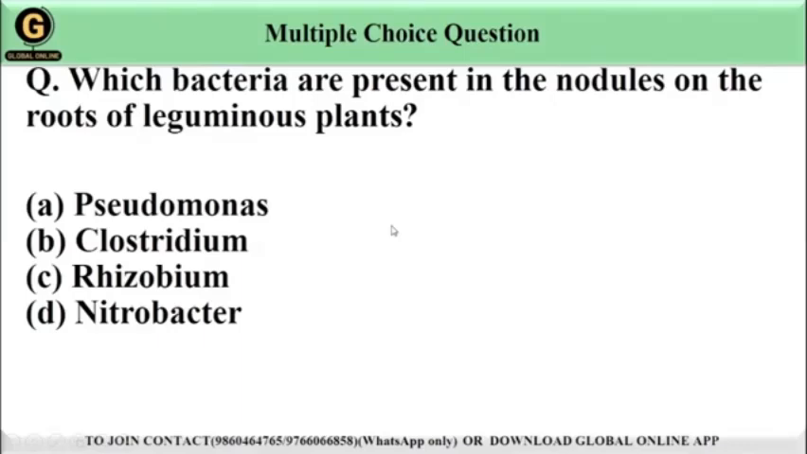The question is, which bacteria are present in the nodules on the roots of leguminous plants? Options are given: option A, Pseudomonas, option B, Clostridium, option C, Rhizobium, option D, Nitrobacter. So students, the bacteria Rhizobium are present in the nodules on the roots of leguminous plants. These bacteria play a crucial role in nitrogen fixation, converting atmospheric nitrogen into a form that the plant can use for growth. This mutualistic relationship helps leguminous plants thrive in nitrogen-poor soils. So the correct answer among the options is C, Rhizobium. Let's move on to the next question.